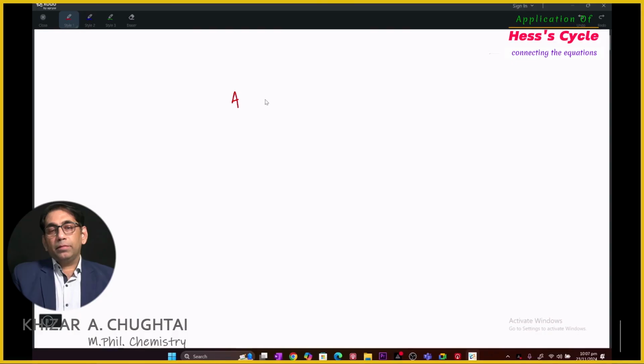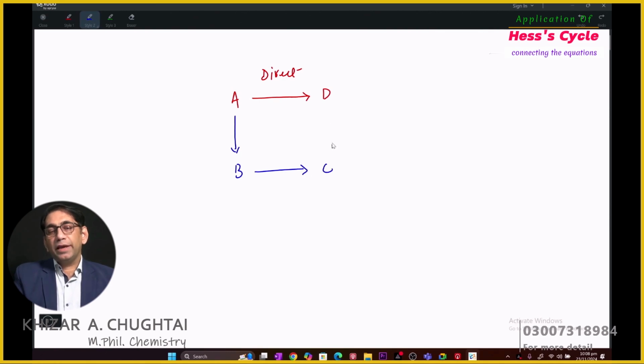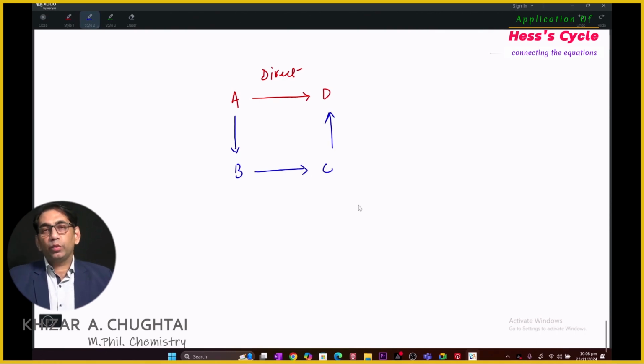Just have a look. For example, A is converting itself into D. This is called the direct route. If A is converting into B, B is converting into C, and then C is converting into D, these blue line steps are called the indirect route or indirect steps.